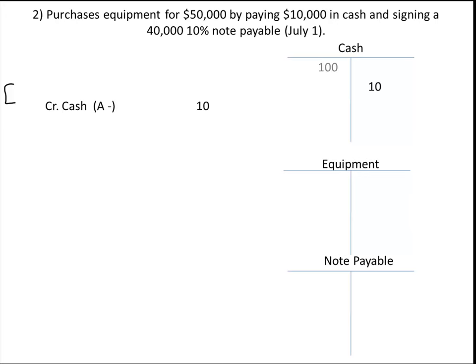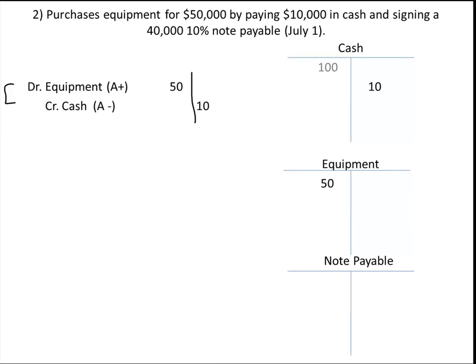Now, as we decided, the $10,000 that we spent was buying our piece of equipment which we all agreed was going to be a $50,000 piece of equipment. Equipment is an asset. Assets go up on the debit side, and so we're going to debit our equipment. Once again, we see that our journal entry is not balanced. We see that we've got $50,000 over on the left-hand side of the equation. We've got $10,000 over on the right side of the equation. And so that means we need another $40,000 over on the right.